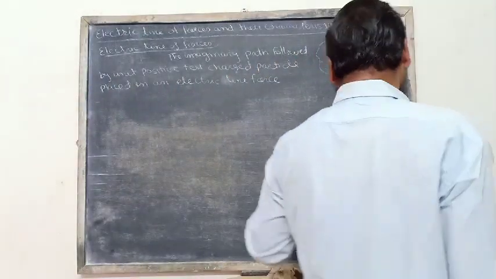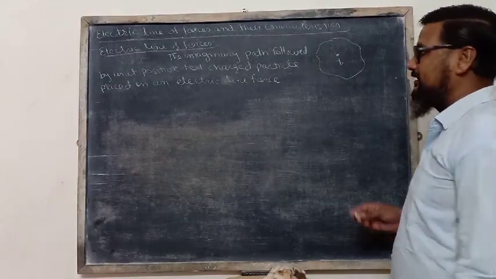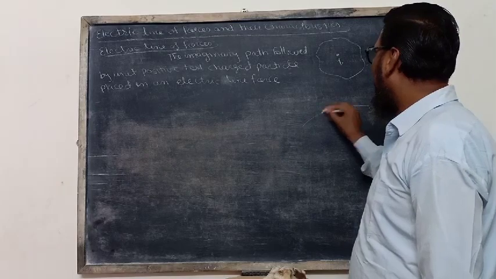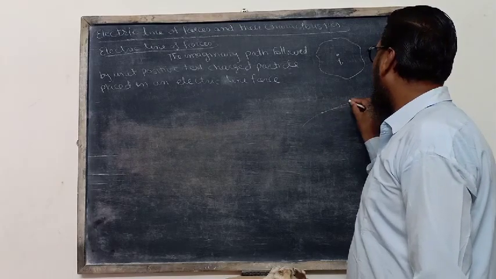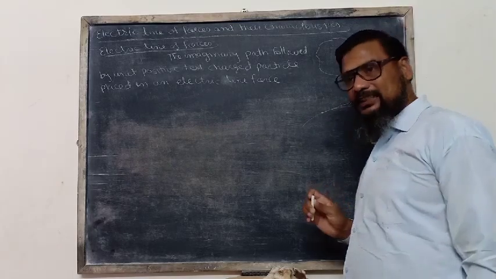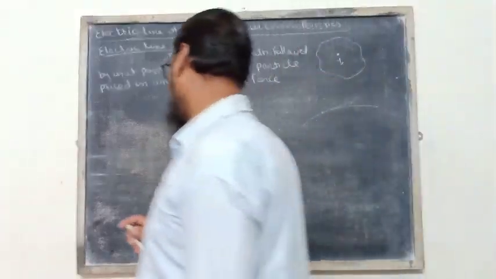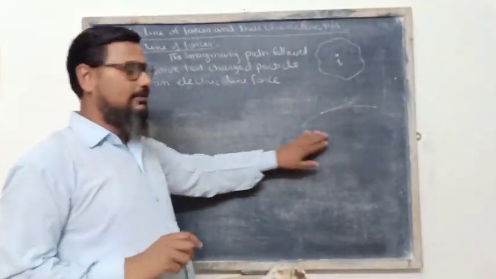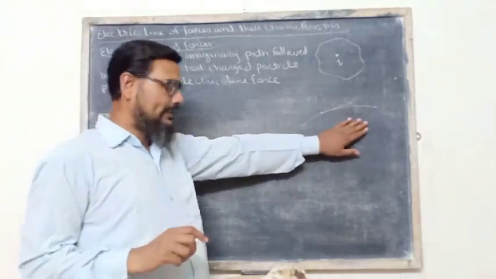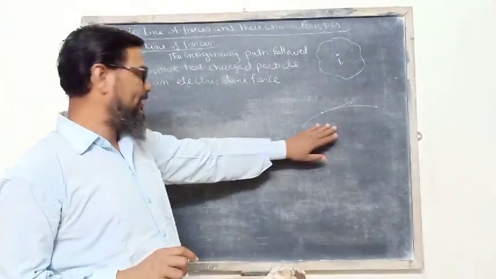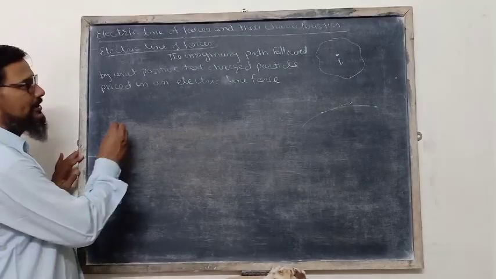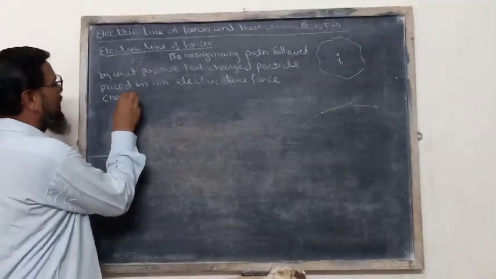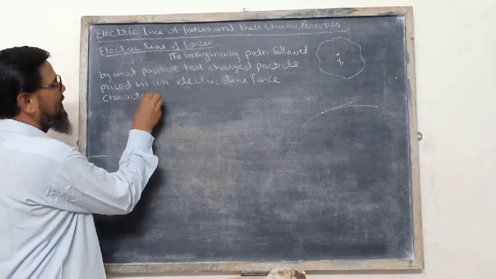It is also defined as the curve on which the tangential line drawn at a certain point gives the direction of electric field at that point. About it we shall discuss in the characteristics, or you can define electric lines of force in that form also. So now we shall discuss the characteristics of electric lines of force.